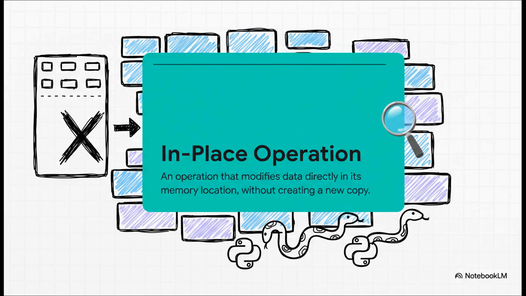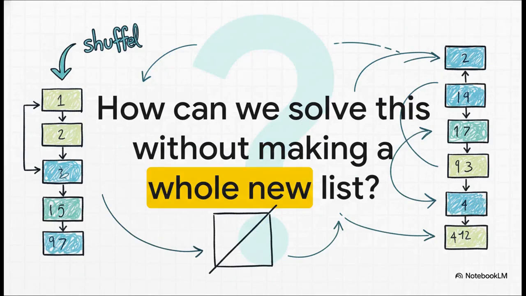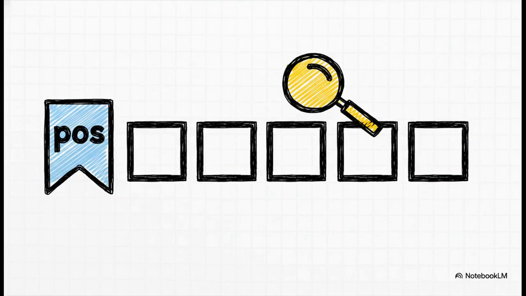This is so important when you're dealing with huge amounts of data, where creating a copy would be a waste of resources. This is where you have to get clever. How can we possibly shuffle these numbers around inside the list itself to get the final result we're looking for? The answer is a really elegant algorithm known as the two-pointer approach. All we need is a single variable, we'll call it pos, that acts like a little bookmark. Its job is to keep track of the next open slot where a non-zero number should go.